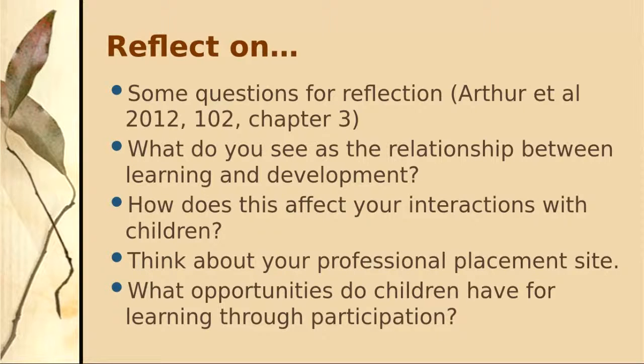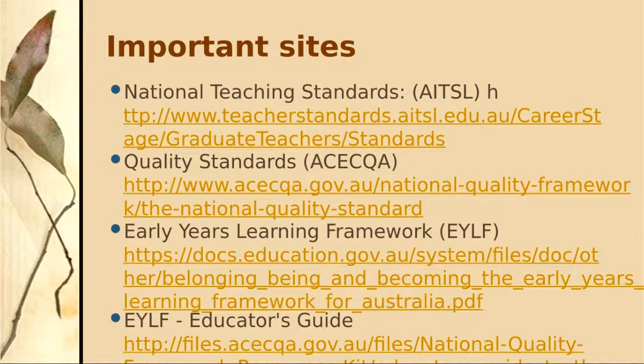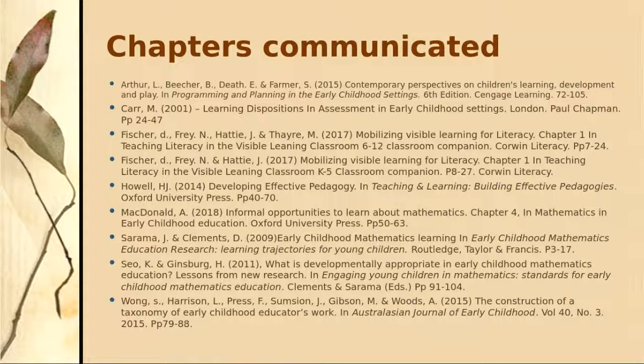Okay, so some questions for reflection from the Arthur chapter 3. What do you see as the relationship between learning and development? You can consider that from that chapter. How does this affect your interactions with children? Think about your professional placement site and the analysis of that, and what opportunities do children have to learn through participation in that environment. So those are some questions to help you reflect after reading chapter 3. I've given you some sites to go to, and some of the chapters that I might have referred to in parts of this, in terms of what I was thinking about there. Okay, so we'll stop there.